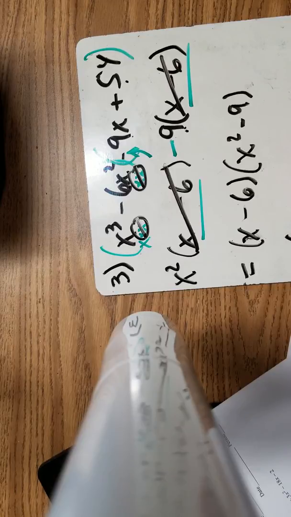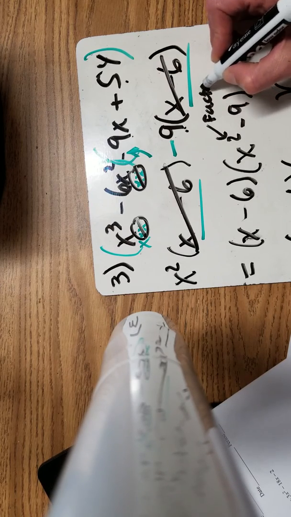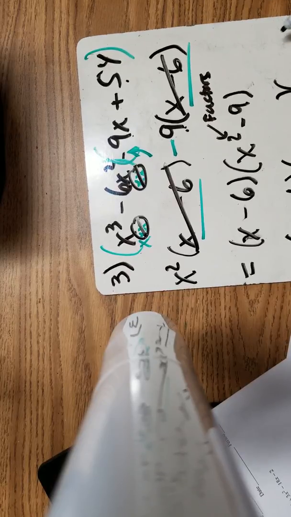So bring down the x minus 6, and then here's how we're going to factor it into 2 factors. So this tells you how many factors there are. Okay, so keep that in mind. You'll have 2 sets of parentheses. So what times what is x squared? X times x. Then what times what is negative 9? Positive 3 times negative 3. Okay, and then after you do that, you are done.